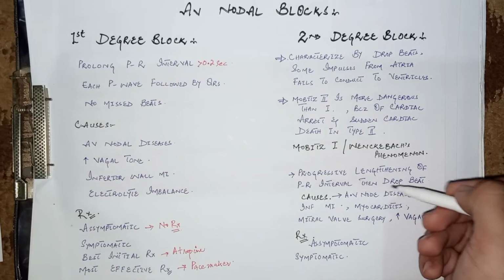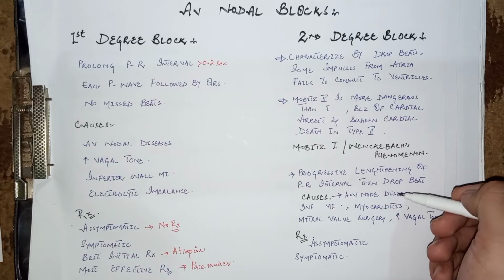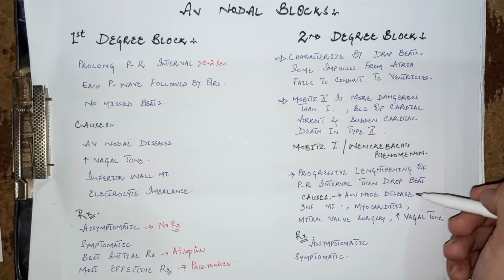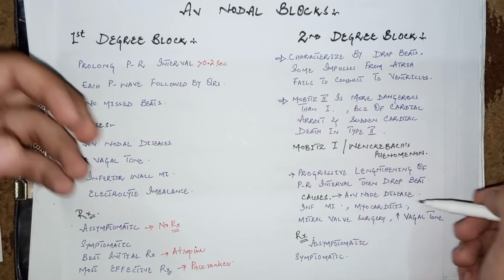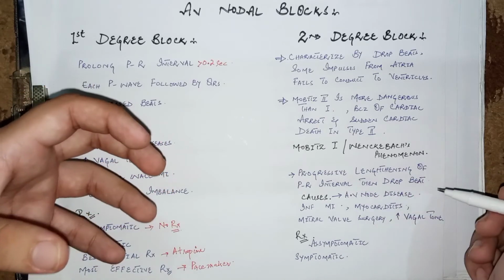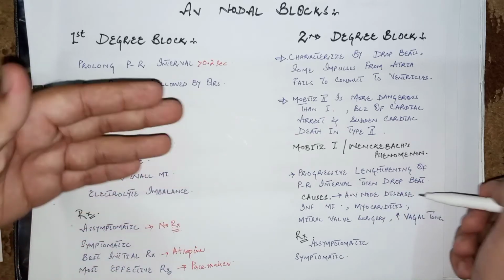Now come to its causes. The most common causes are AV nodal diseases, which may be due to inferior wall MI, myocarditis, mitral valve surgery, and increased vagal tone in athletes.